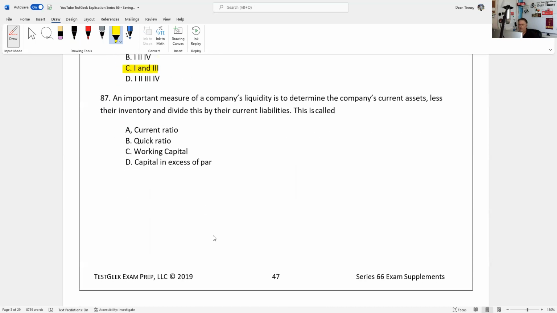An important measurement of a company's liquidity is to determine the company's current assets less their inventory divided by their current liabilities. Now, you are going to get an answer set that looks something like this. The current assets less the inventory is called quick assets, and then divided by current liabilities is the quick ratio. Working capital would be current assets minus current liabilities. I would know that. And current ratio would be the current assets divided by the current liabilities. I would know all of that. This is never going to be an answer, right? But those other 3 are testable.